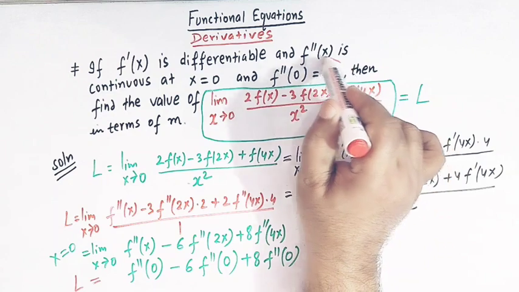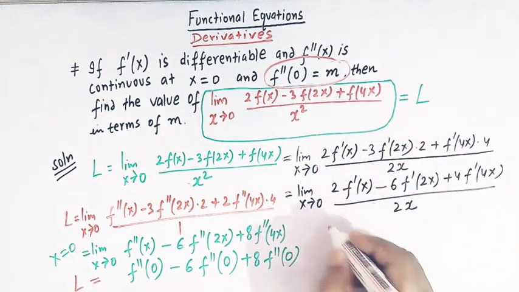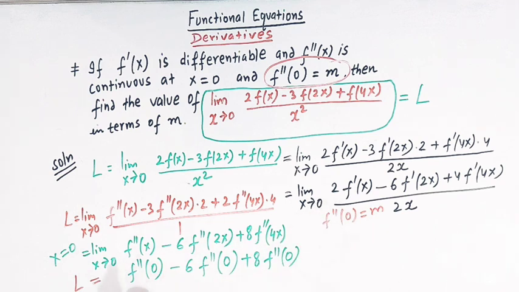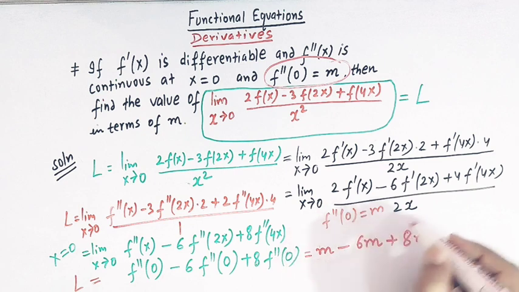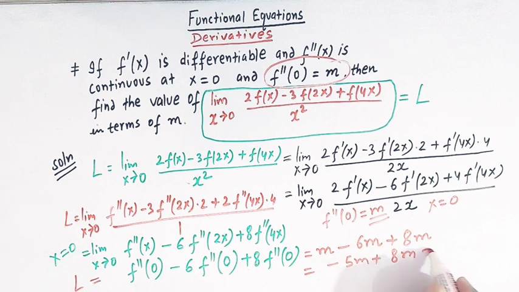And see, here we are given that the second derivative of f at x is equal to 0 is m, right? So we are given this value. So we'll substitute this value in this expression. We have m, then we have minus 6m, then we have here 8m, right? Because the value of the second derivative of f at x is equal to 0 is given as m. So we have m minus 6m is minus 5m, then this is 8m, and this is equal to 3m, right?